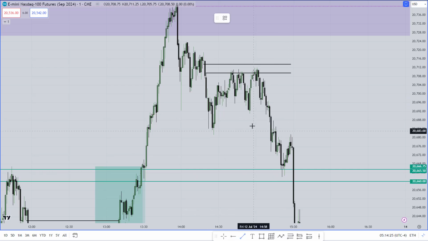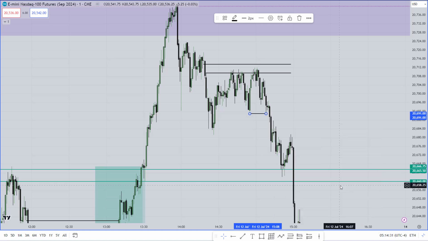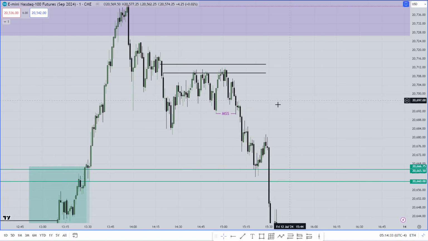Let me mark this market structure shift here. This was the market structure shift. After shifting the market structure, there was your fair value gap. Where is your fair value gap? There was your fair value gap. Let me mark the fair value gap as well. So over there, you can see this is your fair value gap.